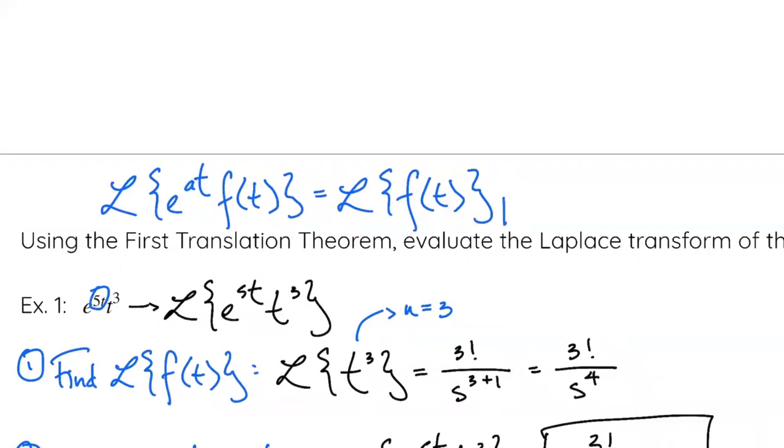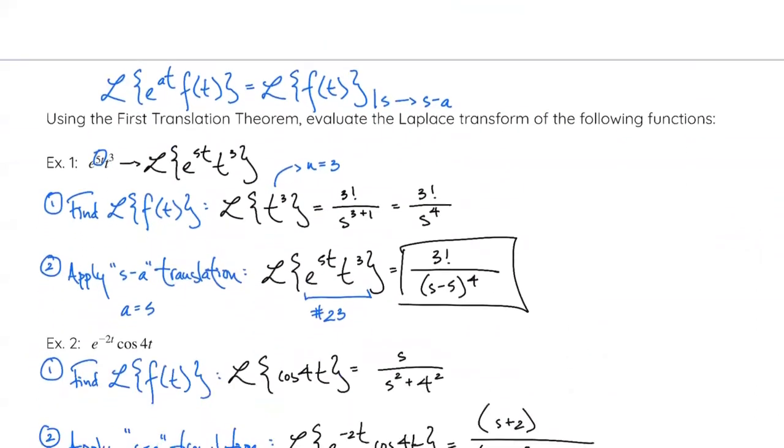And then we're going to say, but everywhere we see an s, we're going to replace that with s minus a. Okay. So this right here, if you read through your textbook, they'll give you that notation. All that means is what we did in step 1, find that Laplace transform of f of t. Then this second part, s goes to s minus a, is the apply the translation part, okay?